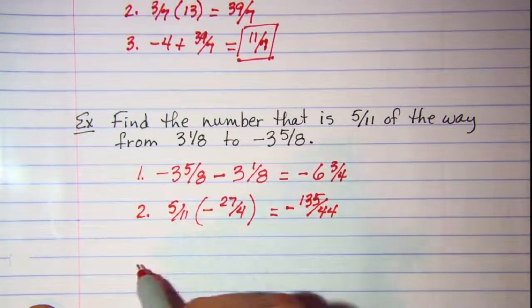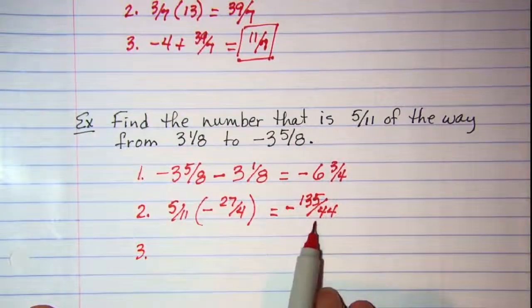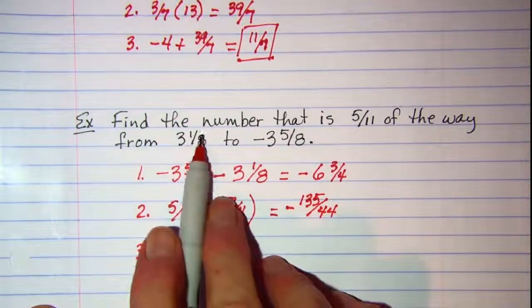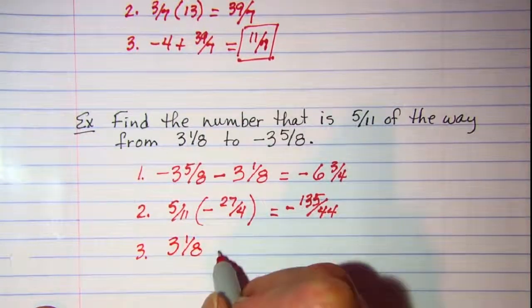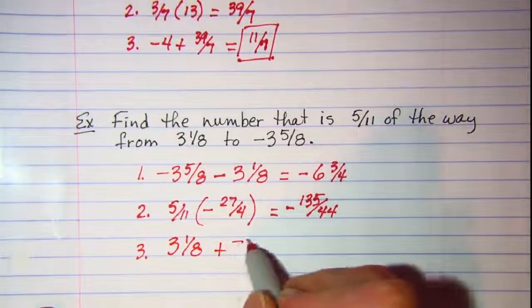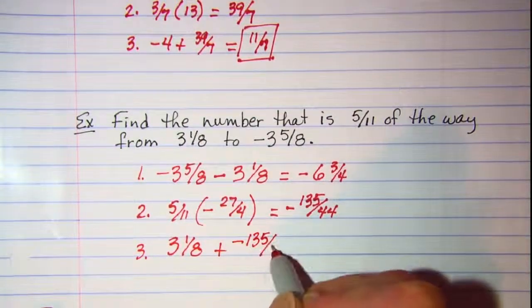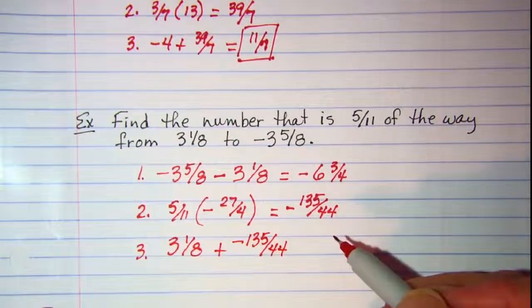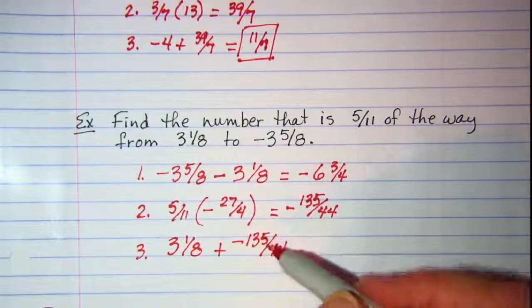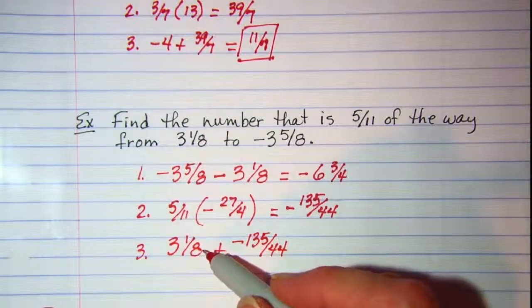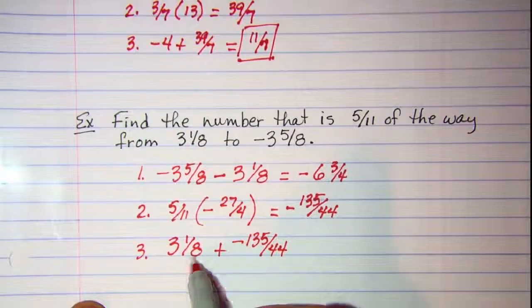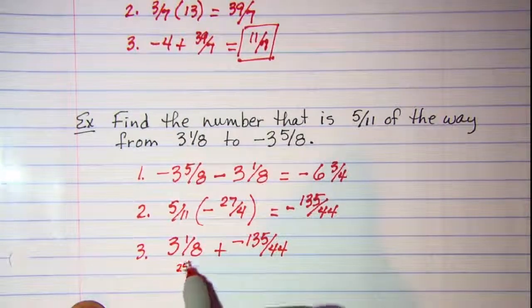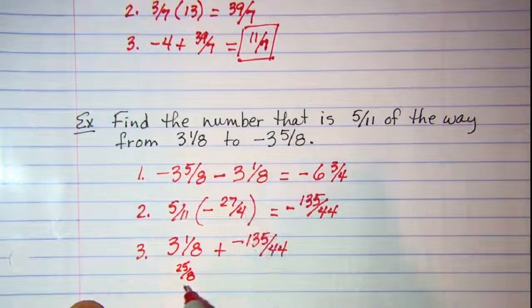And then my final step is to add that fractional part onto my beginning number. So 3 1/8, and I'm adding a negative 135 over 44. And let's see, 88 is going to be this is the same as 25/8. So that's 275/88.